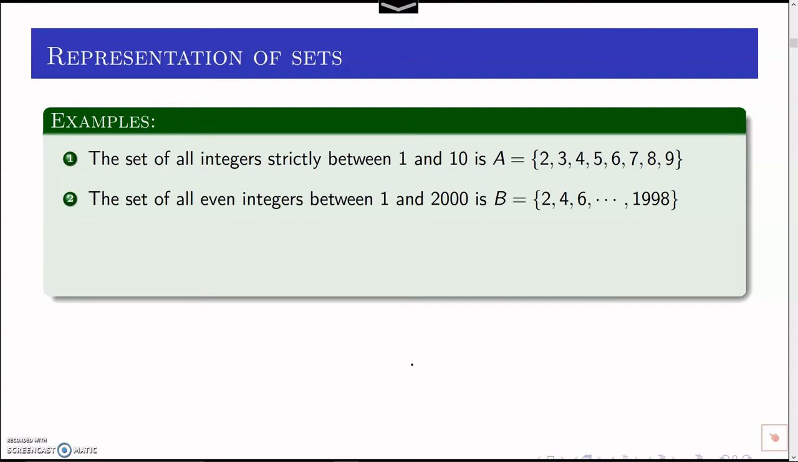Second example, the set of all even integers between 1 and 2000. This set is quite large, right? So you can start from 2, 4, 6, and you can put those three dots, and you can write the last one. Sometimes it may not be possible for you to write the last one also. So this set B is a set of all even integers between 1 and 2000.